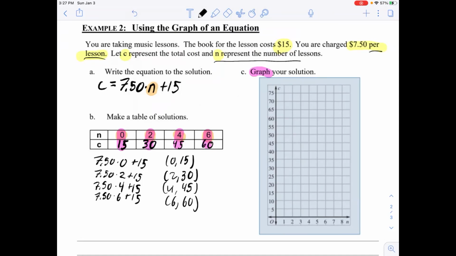Now we can graph these. N is on my x-axis and C is on my y-axis. So my first point is 0, 15. So over 0, up to the 15. Then over 2, up to the 30. Over 4, up to the 45. And over 6, up to the 60. And looking at this, it looks pretty much like a straight line to me. So I can again draw my straight line, and that will be my linear relationship.